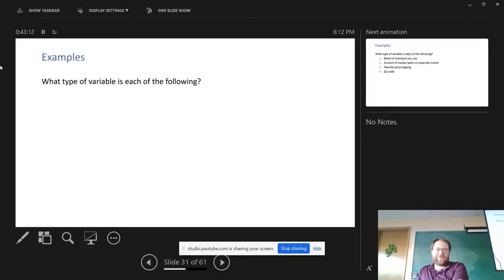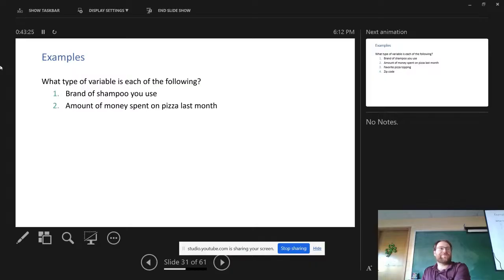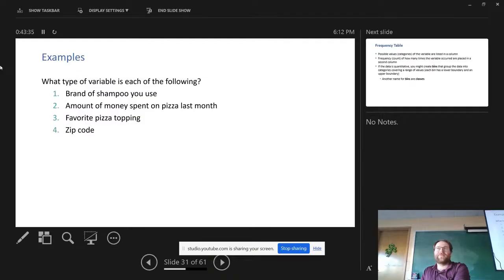So examples, the brand of shampoo you use, qualitative or quantitative? Qualitative. Amount of money spent on pizza last month. Quantitative, it's a number. Favorite pizza topping. Qualitative. Zip code. Quantitative, just because a zip code is going to be a number of some kind.